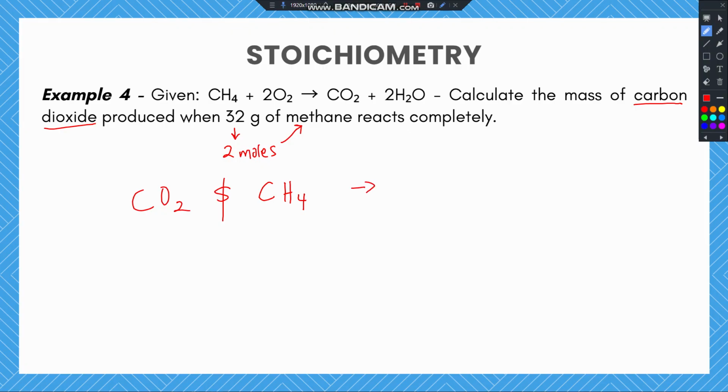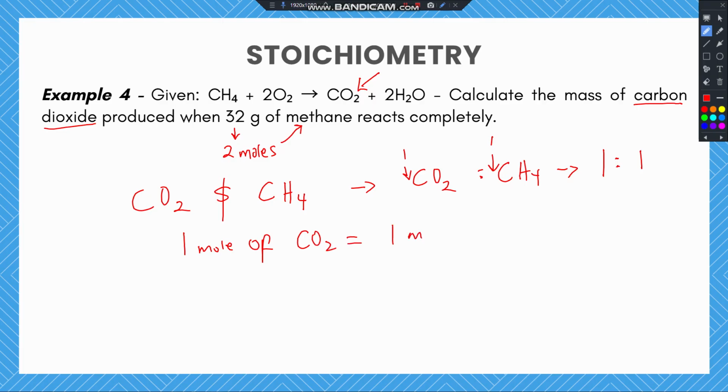Now from the equation, CO2 is written plainly as CO2. You can see it over here. And methane, CH4, is written plainly as CH4. So the mole ratio becomes 1:1 because the coefficients in front of them are 1 each. So what this simply means is 1 mole of CO2 is produced by 1 mole of CH4 or methane.